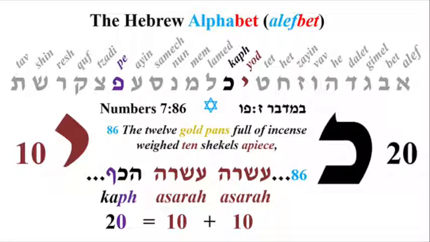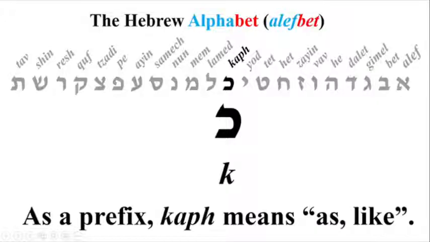The letter Kaph by itself, stuffed into a word or stuffed between words, makes the K sound, but it means as or like. Okay, it was as cold as ice. In Hebrew, it was cold ka ice. You put that, it's cold like ice. It was cold as ice.